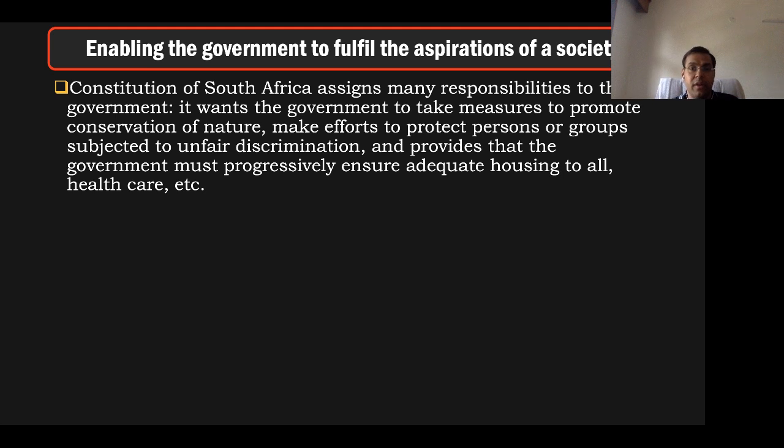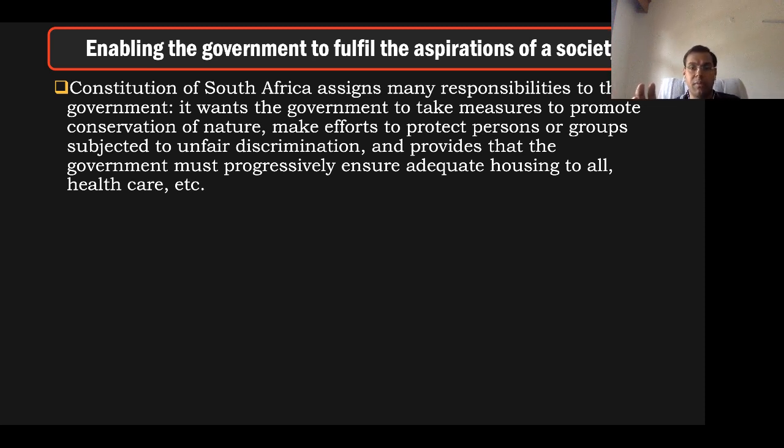The Constitution of South Africa assigns many responsibilities to the government. Like, it wants the government to take measures to promote conservation of nature, make efforts to protect persons or groups subjected to unfair discrimination. They have to make efforts to protect the persons or groups who face unfair discrimination on the basis of race, caste, creed, or color. It provides that the government must progressively ensure adequate housing to all, healthcare, etc. This is what the Constitution of South Africa assigns as responsibilities to the government.